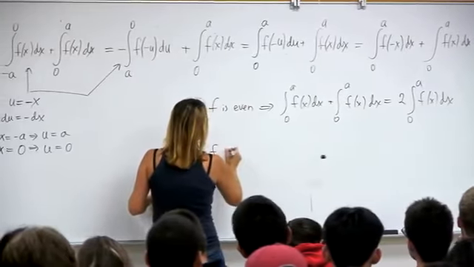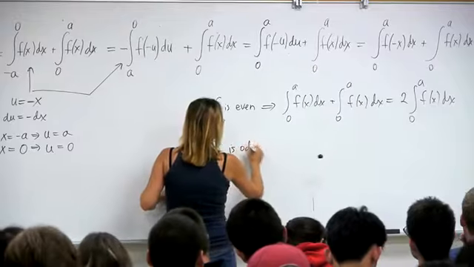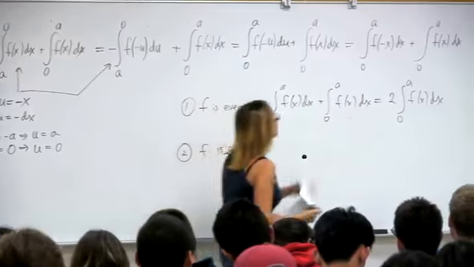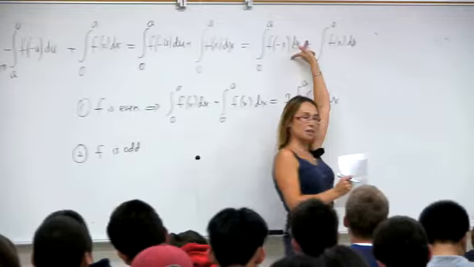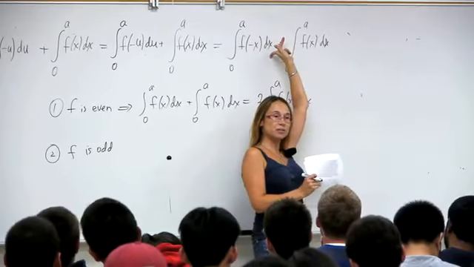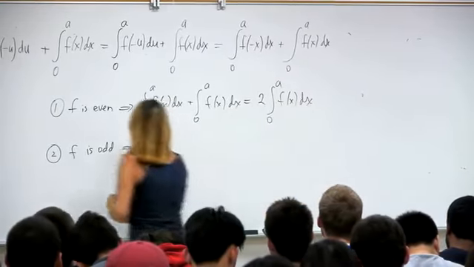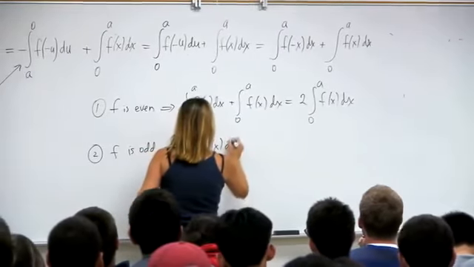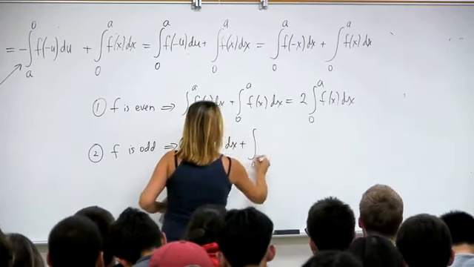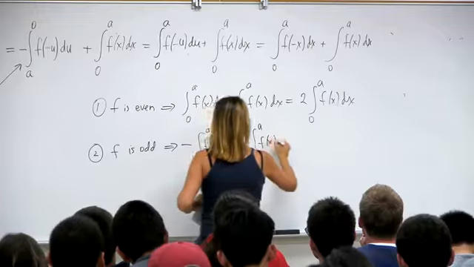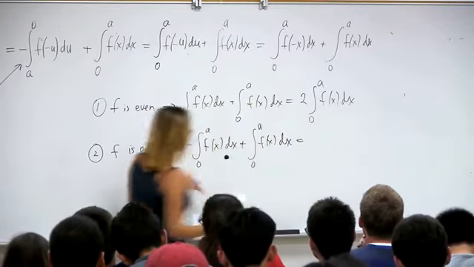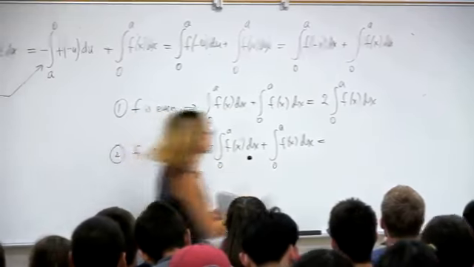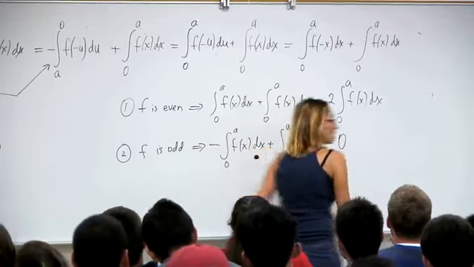Two is more fun. When f is odd, what is f of minus x? Negative. It's negative f of x. So I get negative integral of f of x dx plus the same thing. And what do I get? Minus the same thing, and that's 0.